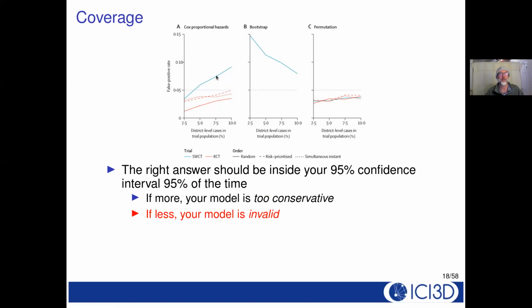So with the Cox proportional hazards, under certain scenarios, we found that we were exceeding a 5% error rate, even though we constructed our model to have a 5% error rate. And we found a similar problem with a naive bootstrap, but when we constructed a more careful permutation test, we found that all of our models worked quite well.